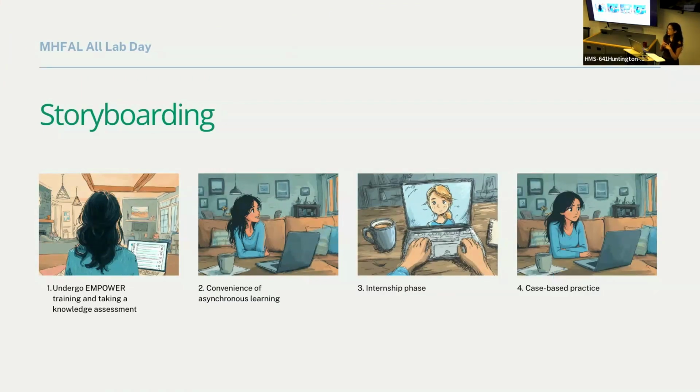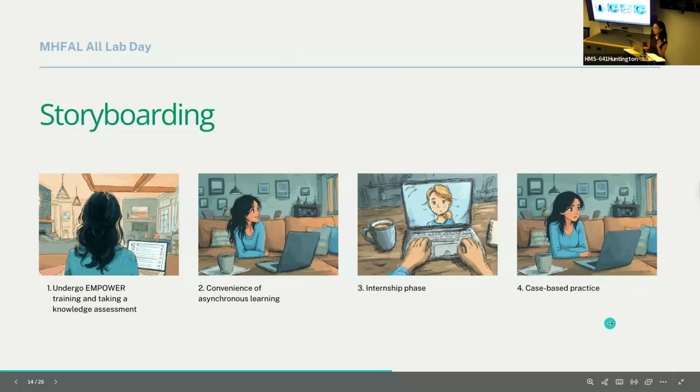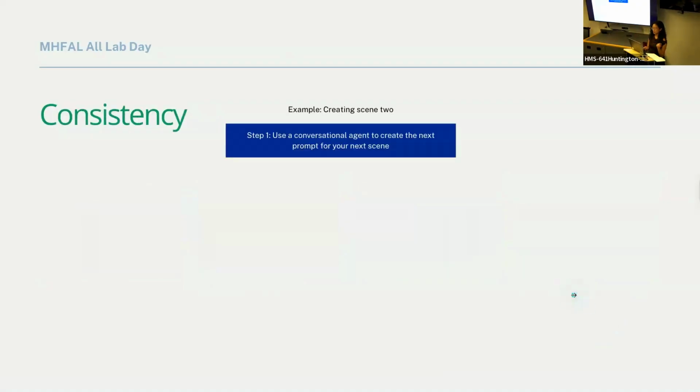It's pretty hard, or I wouldn't say hard, it's very inconvenient to get a very specific aesthetic every single time. So just to keep this presentation really short, this is very high level. And if you have an intern, this is something your intern could do, because it's very time consuming sometimes. So how do you get a very consistent aesthetic? First, like I mentioned before, you should use your conversational agent of choice to create a prompt for your next scene.